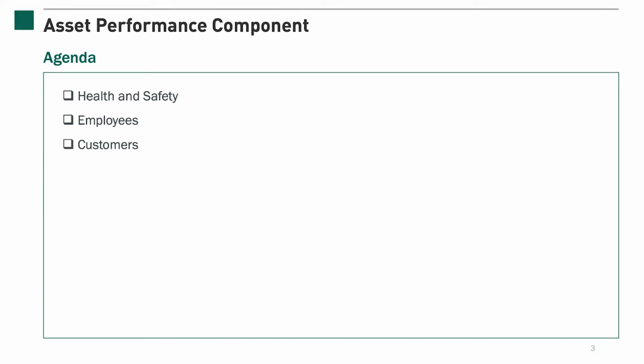By the end of this lesson, you should be able to complete the aspects health and safety, employees, and customers in the performance component of the infrastructure asset assessment. After this lesson, we recommend that you take the lessons on other indicators in the performance component that are relevant to your entity.